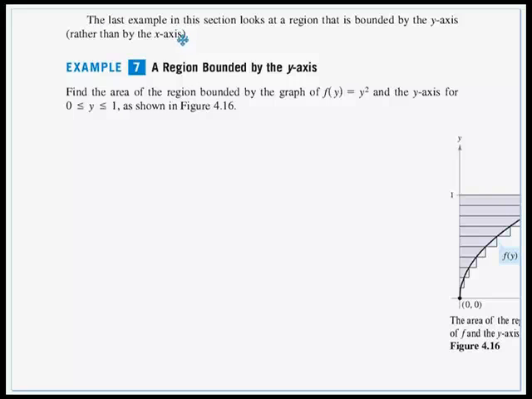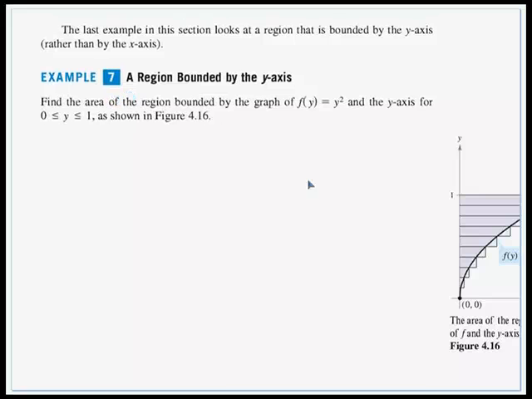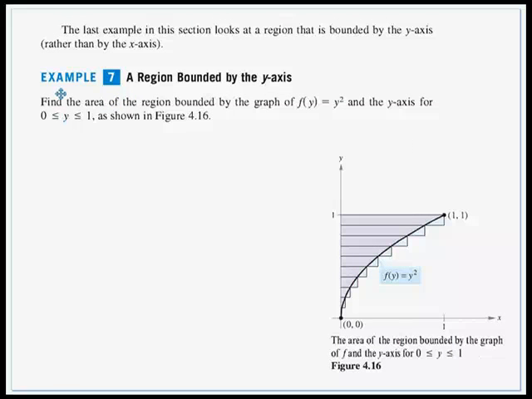This last example looks at a region that's bounded by the y-axis rather than the x-axis. So, example 7: find the area of the region bounded by the graph of f of y equals y squared. So this is a sort of sideways opening parabola. We want the area between that curve and the y-axis, and between the y values of 0 and 1, as shown in the figure.